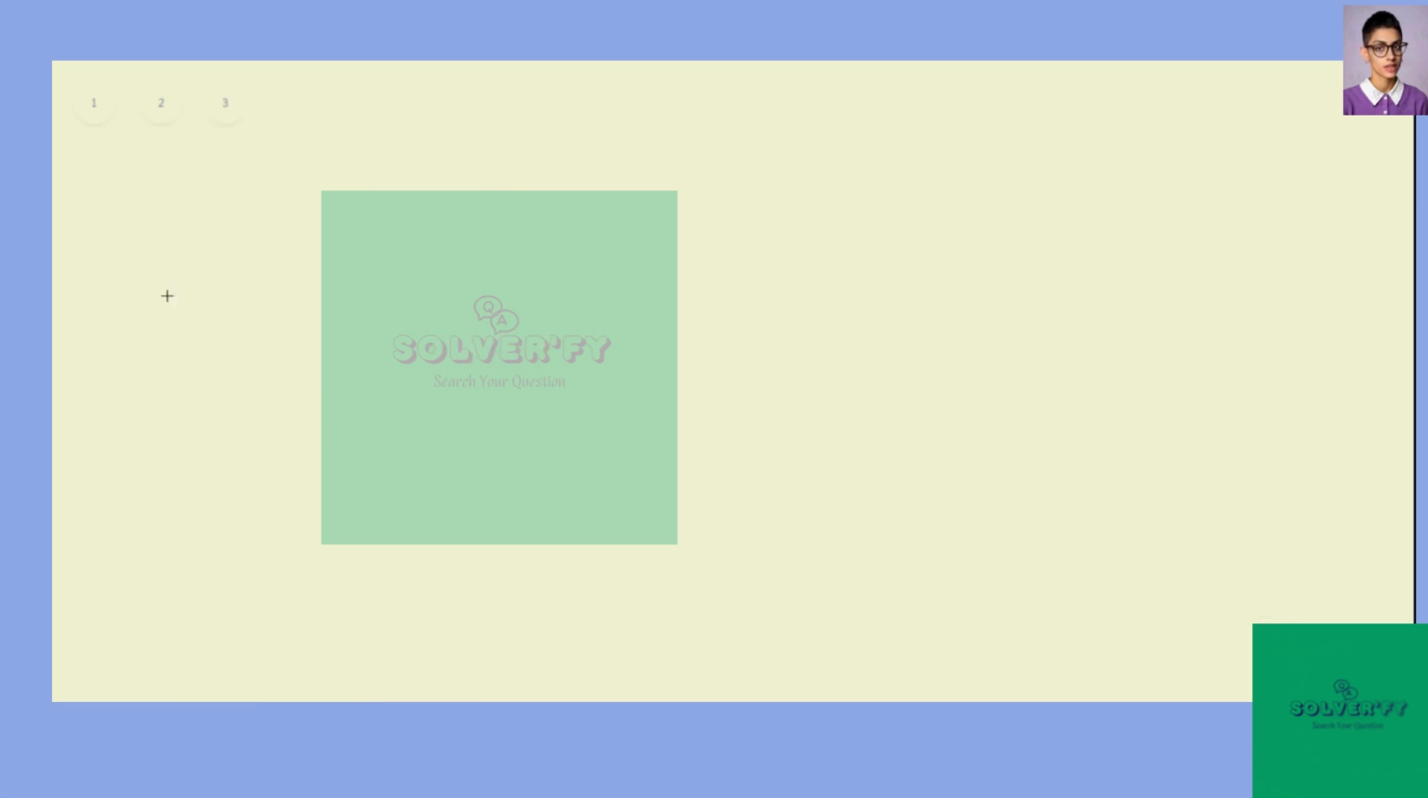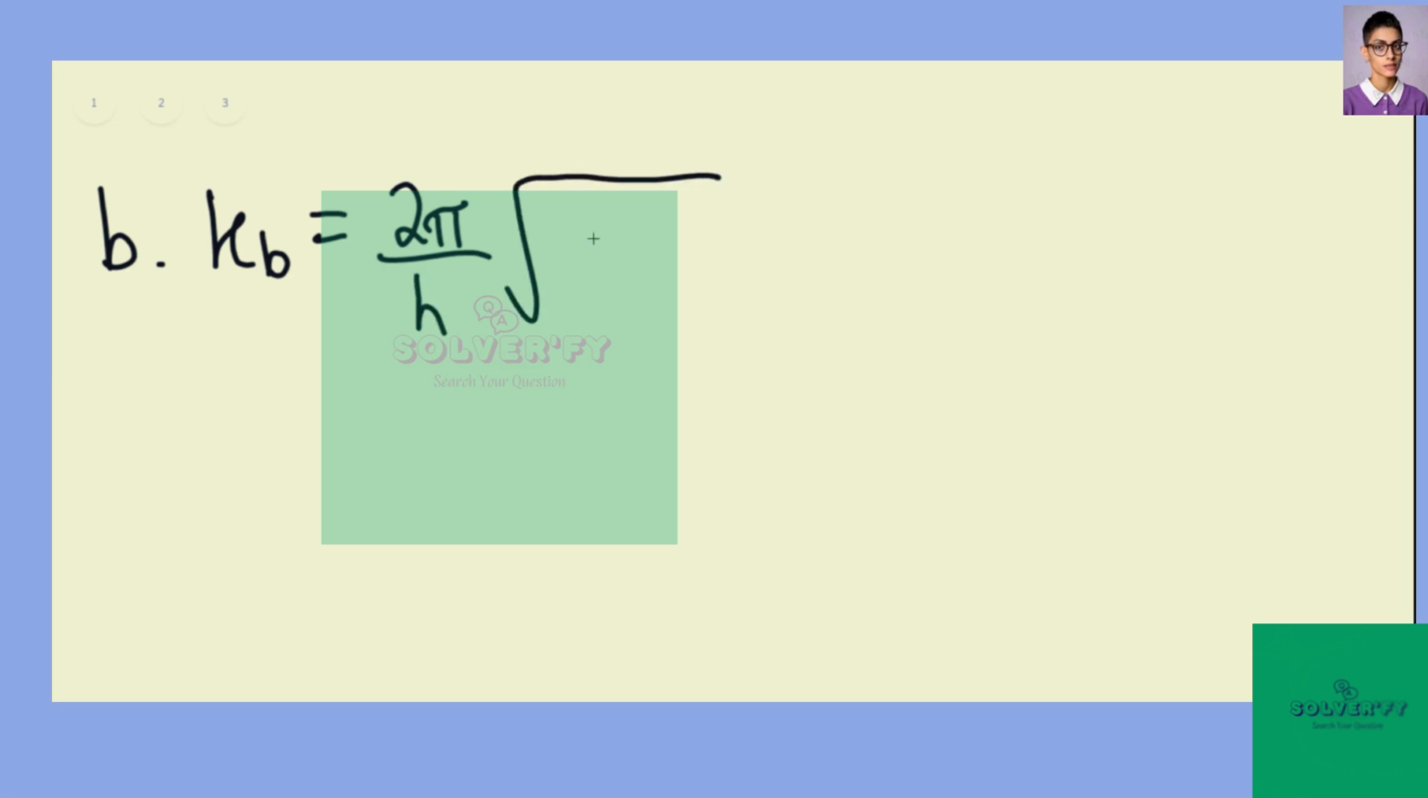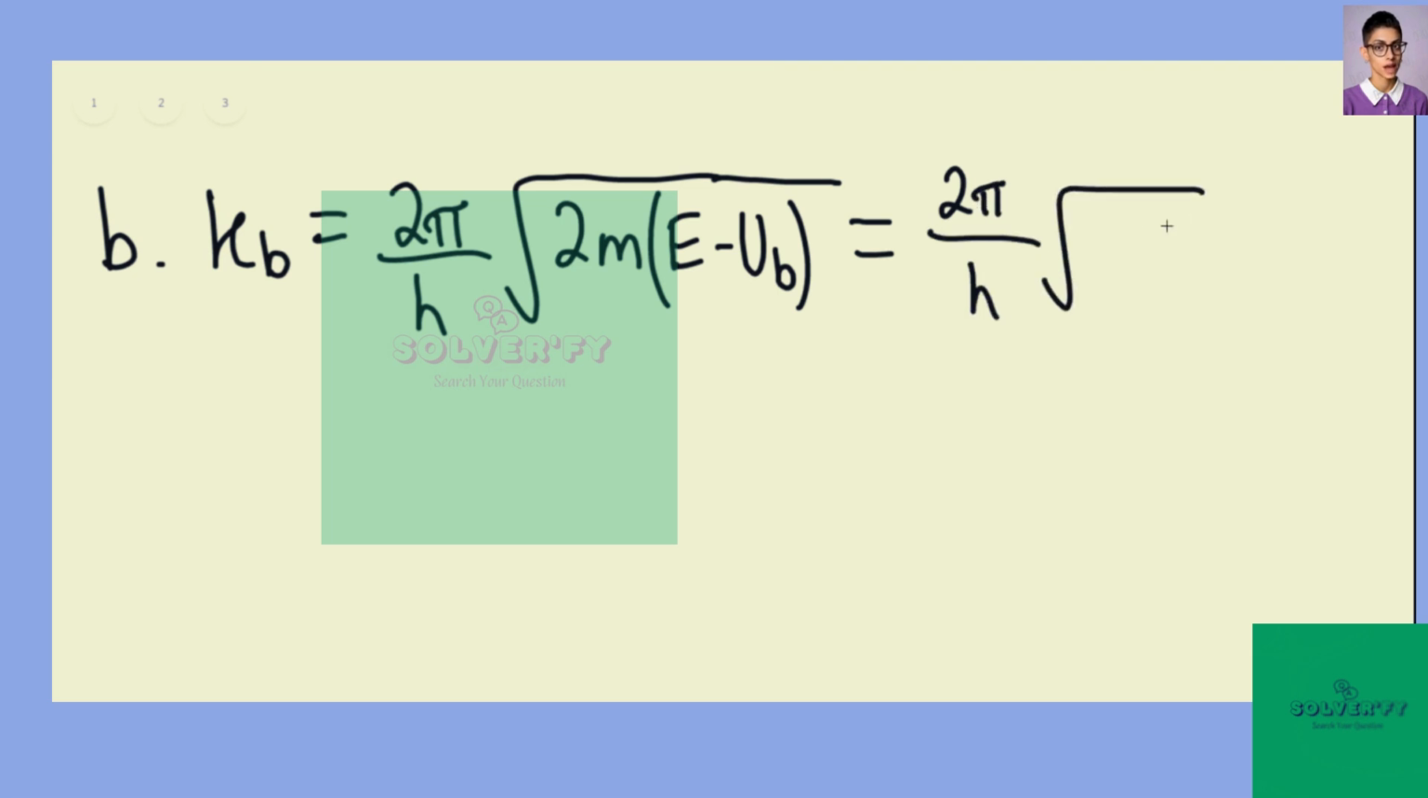And then continuing on part B, we find that the corresponding angular wave number in region 2 would be equal to 2 pi over h multiplied by the square root of 2m multiplied by the energy minus the potential energy after going through that electric potential. Now we can say that this is going to be equal to 2 pi over h times the square root of 2m times the kinetic energy in region 2, and we can solve.